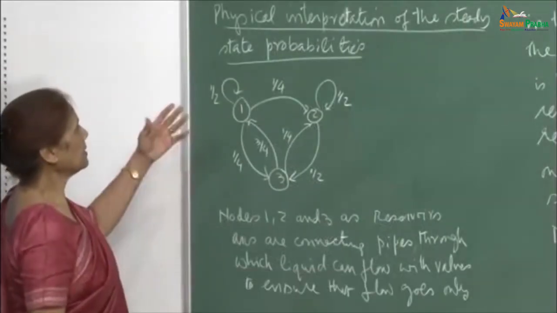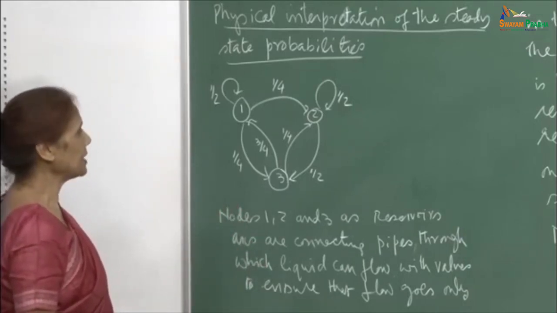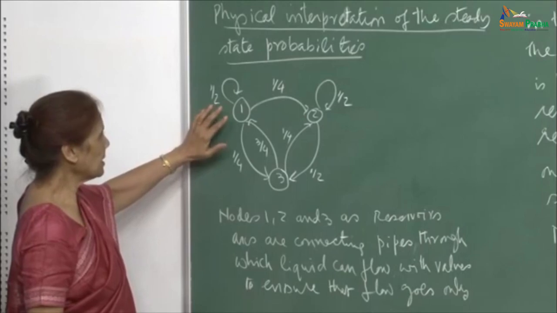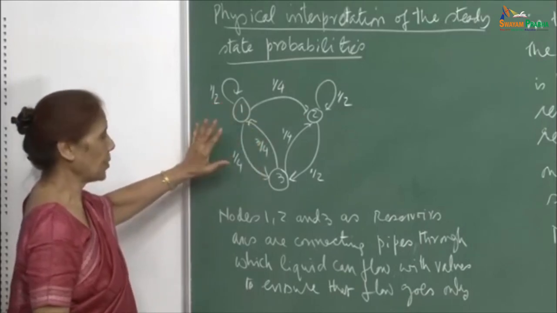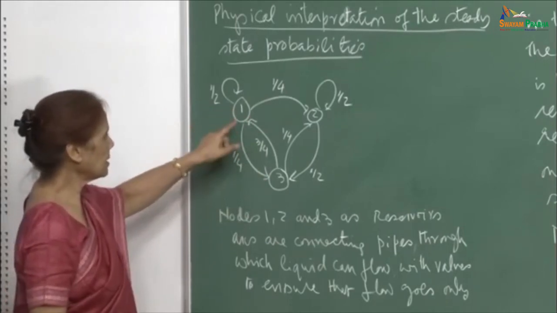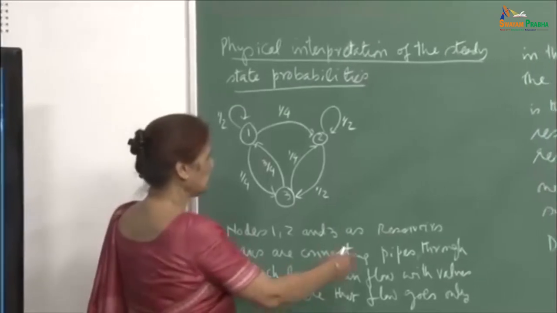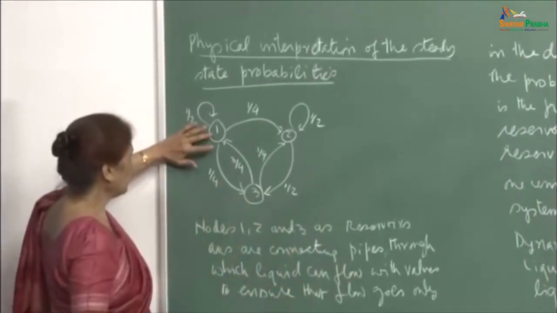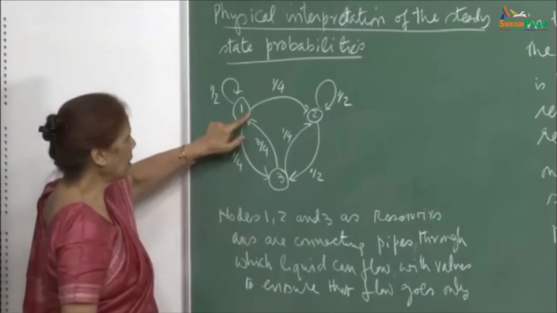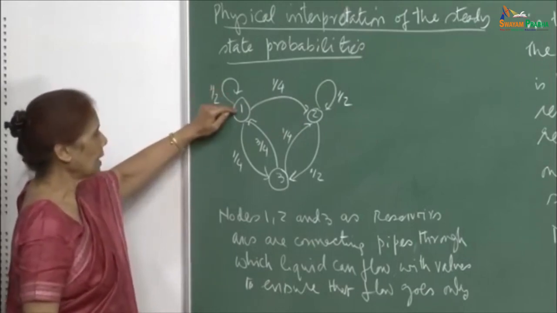So, let us now look at an example I have taken again from Ravindran, Phillips and Solberg: an interesting physical interpretation of state probabilities. What he is saying is that in the job assignment problem, you consider the 3 states as 3 reservoirs. So, node 1, node 2 and node 3 are reservoirs, and the arcs connecting the nodes are pipes through which liquid can flow, with valves to ensure that flow goes in the direction in which the arrows are. For example, there will be a valve here which will direct the flow from 1 to 3 only, and another valve which will direct the flow from 1 to 2, and then another one which will just direct the flow from 1 to 1. Okay. So, this is the idea.